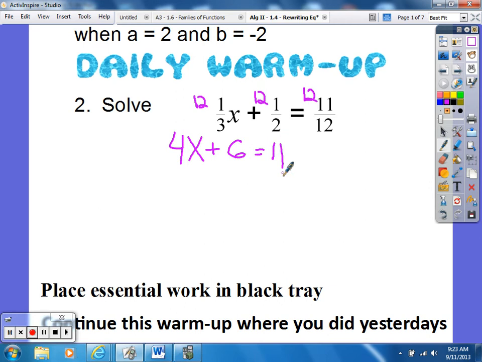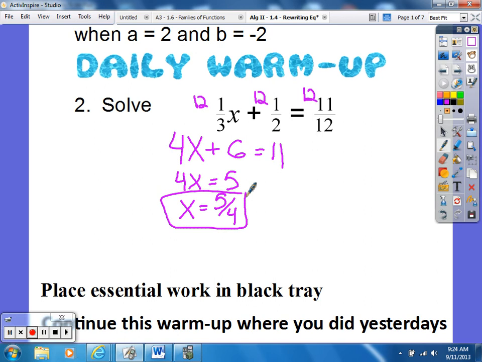Now it's a nice simple problem, isn't it? Now there's no adding fractions, there's no dividing fractions, there's no subtracting. See, look, all you have to do is be able to multiply numbers, right? So now I'm going to subtract 6, and I'm going to divide by 4. So I get x equals 5 over 4. So far, okay? But what must I do now?